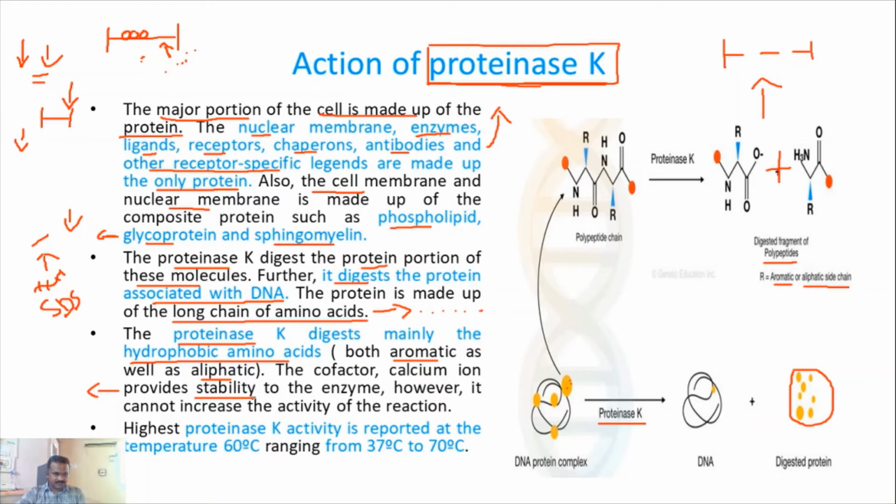Moreover, one more point is that proteinase K has high stability in nature when subjected to 60 degrees centigrade. So this is a heat resistant enzyme. This is one of the additional features of proteinase K. The average temperature range in which it stays active and digests protein is from 37 degrees centigrade to 70 degrees centigrade. So this is an additional feature of proteinase K.